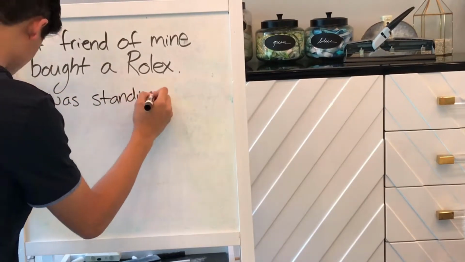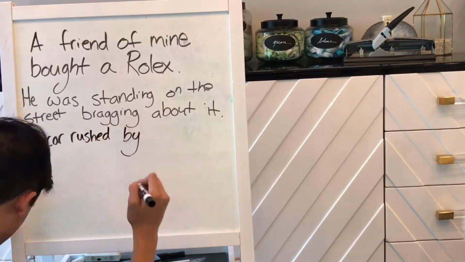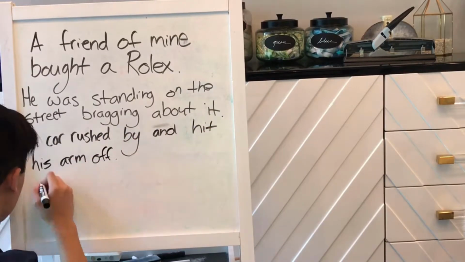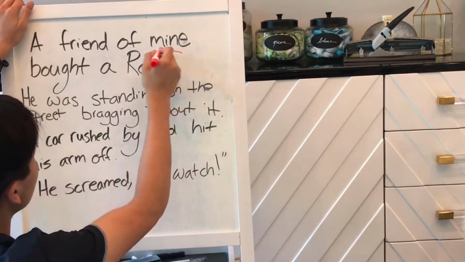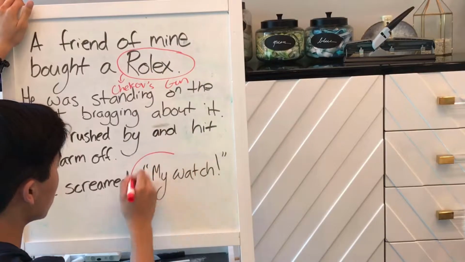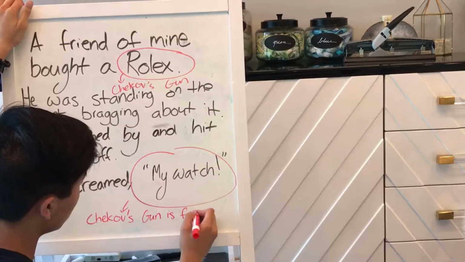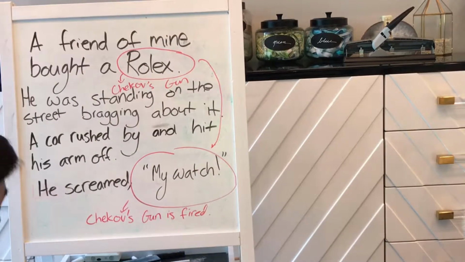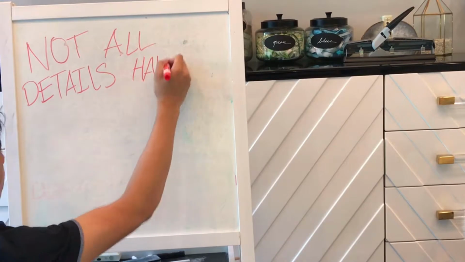Here's a very basic story. A friend of mine bought a Rolex. He was standing on the street bragging about it. A car rushed by and hit his arm off. He screamed, "My watch." Here, the Rolex acts as a form of Chekhov's gun because it's a detail that we expand upon when we discover that when he loses his arm, he's more concerned with his watch rather than his actual limb.